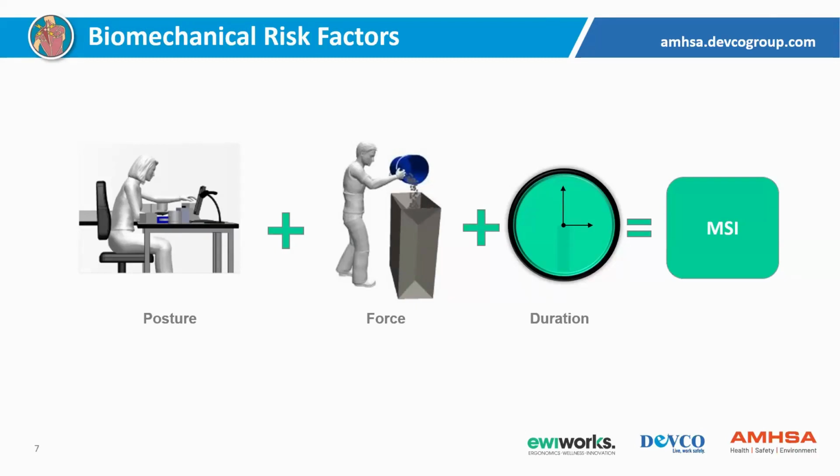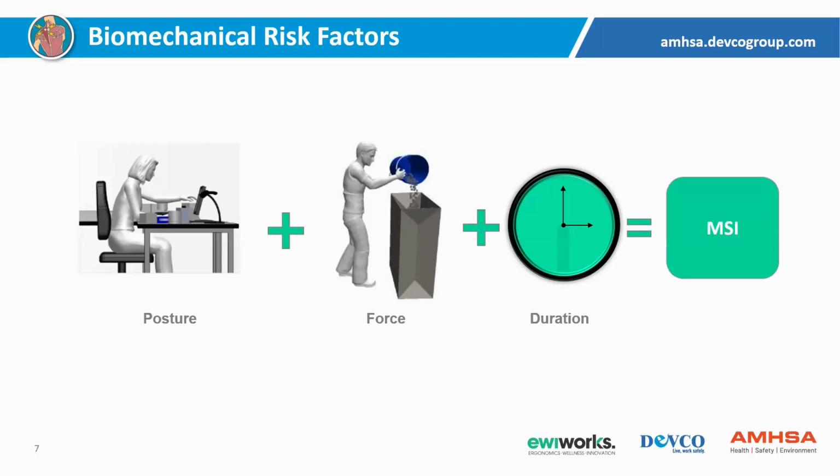I'm looking at what are the postures, how awkward are they, what are the forces, how heavy are they, how high are they, and then what is the duration or what is the repetition associated with that. And there's guidelines that tell us what our risk of injury is based on looking at these different criteria. So these are the things that I'm looking for.